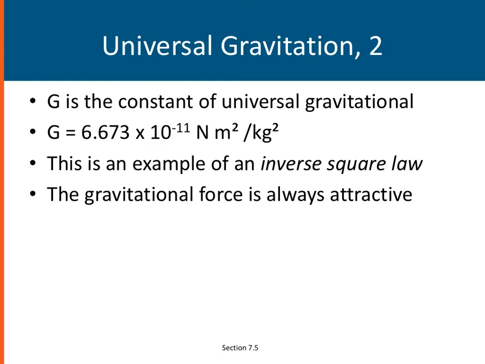And then this equation is an example of an inverse square law, and that just means that force is proportional to the inverse square of the distance between the objects. The gravitational force is always toward each other, meaning it's an attractive force, not a repelling force.